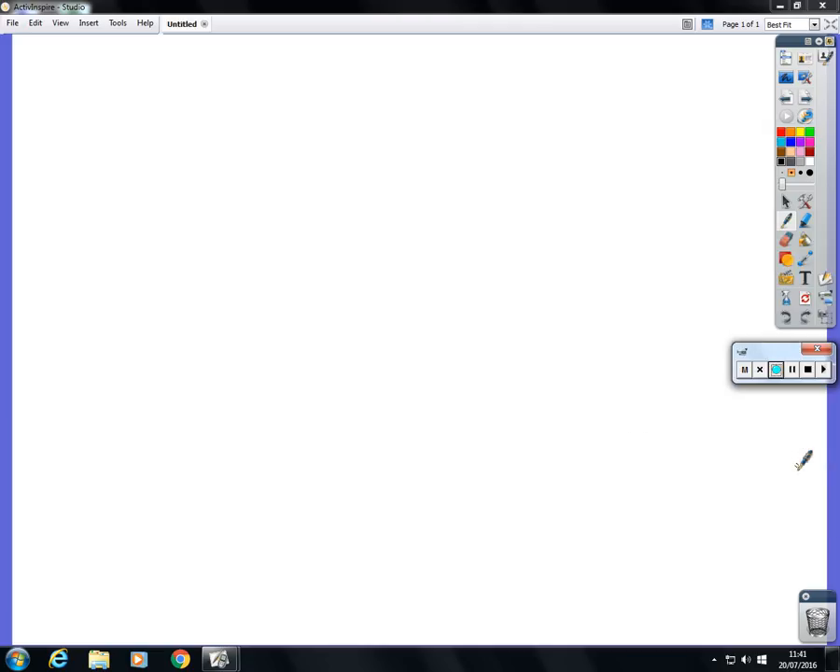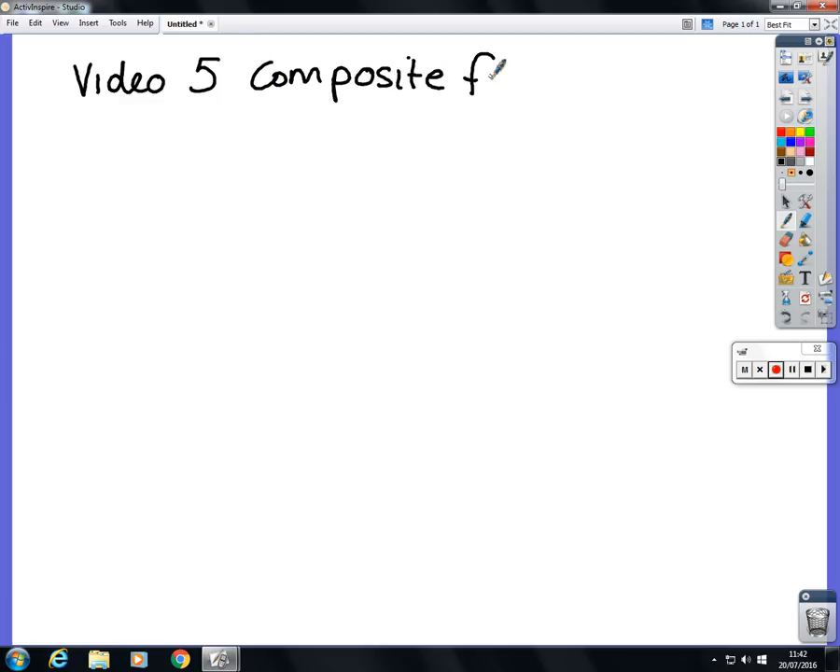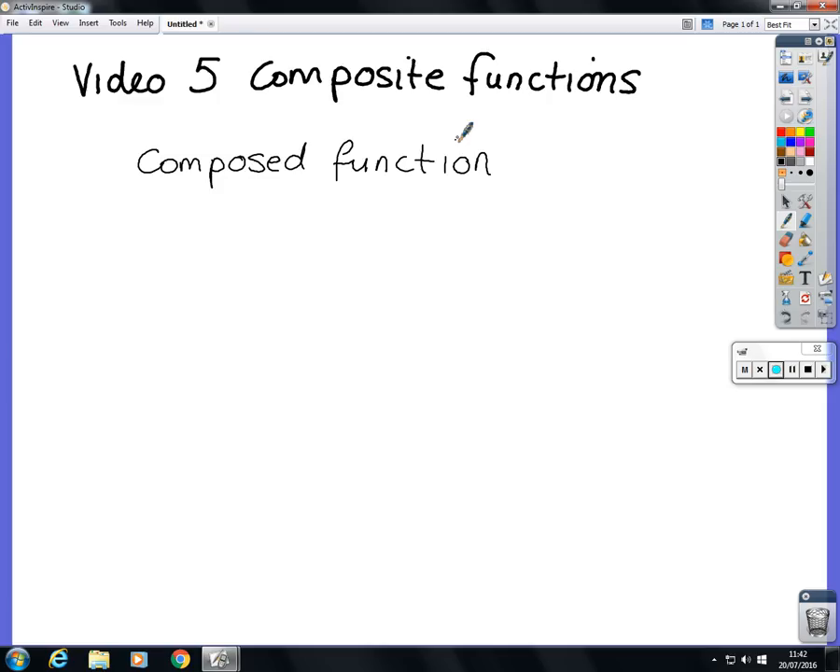Video number 5, Composite Functions. If you apply one function, then another, you have composed or composite functions. Composed functions are composed of two or more functions.